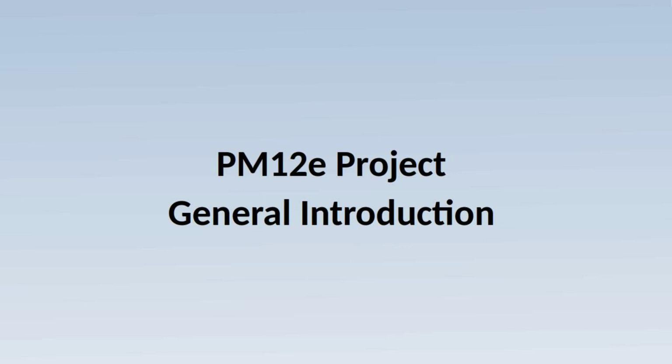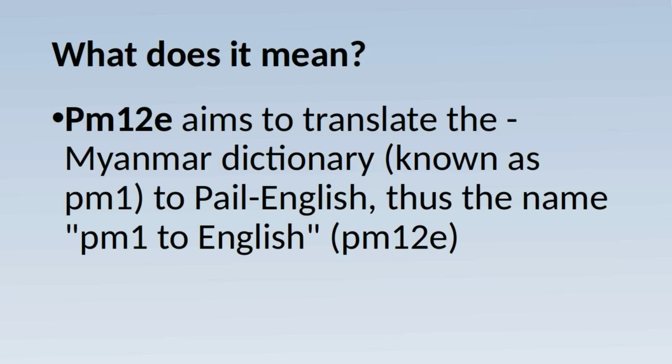to the pm12e project. What does that mean? It means that there is a Pali-Myanmar dictionary, and we're translating that to English. So PM is Pali to Myanmar, 2 is the number 2, and E is English, pm12e. So that's the code name for it. Eventually, it will be called the Ultimate Pali Dictionary to go along with the Ultimate Pali Reader software package.